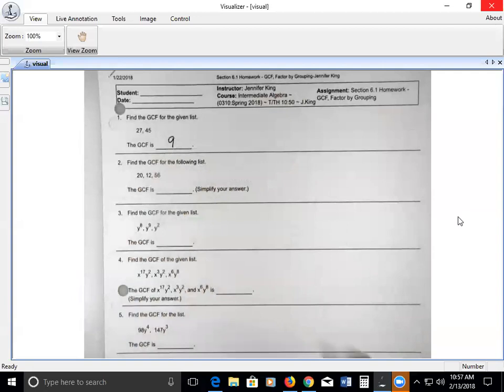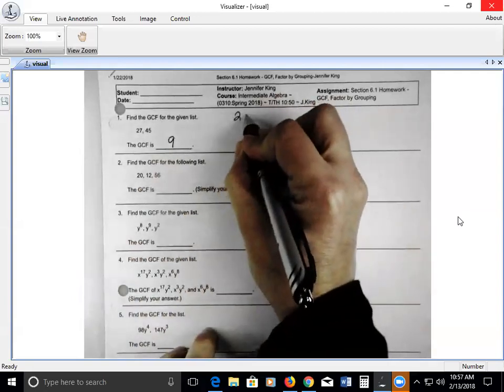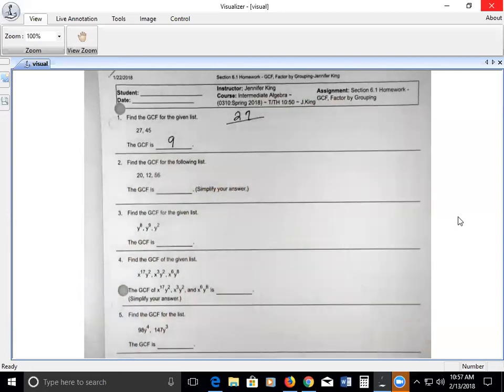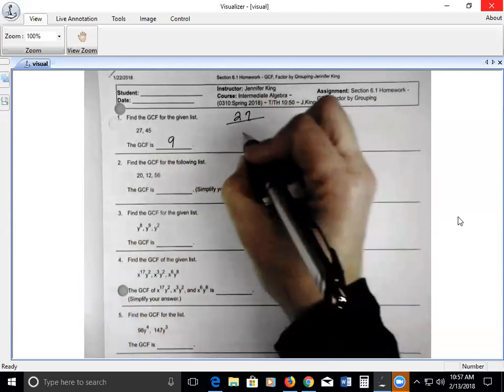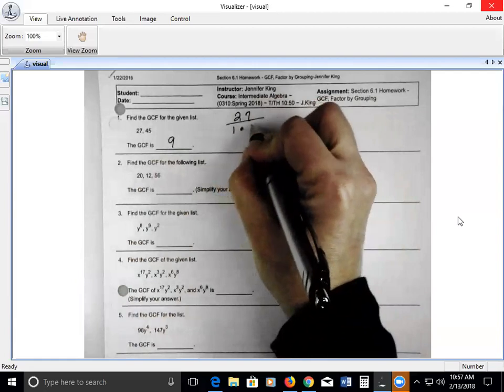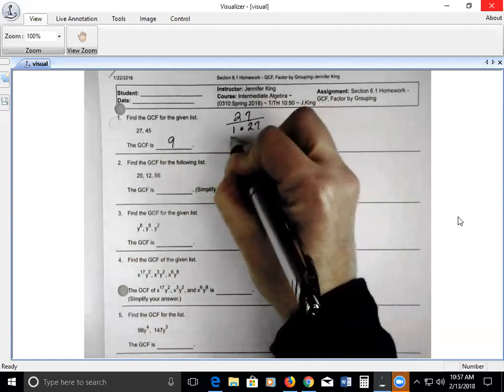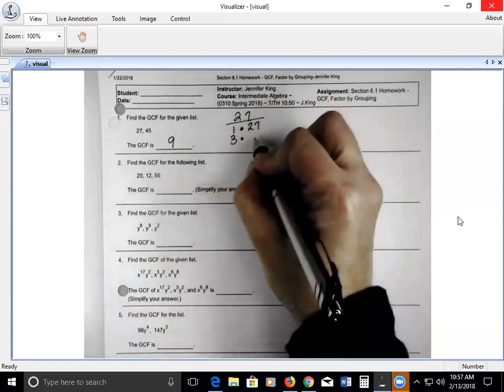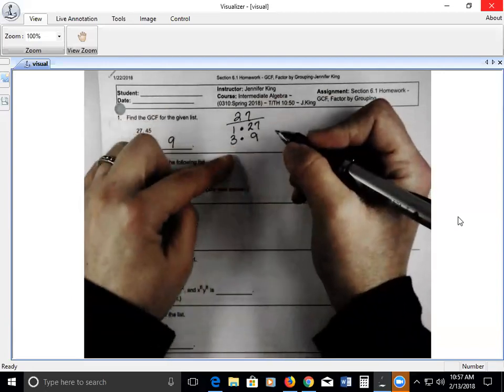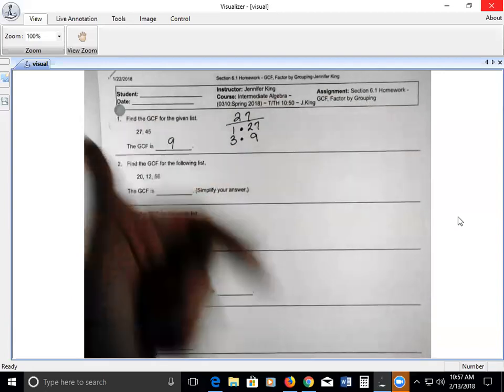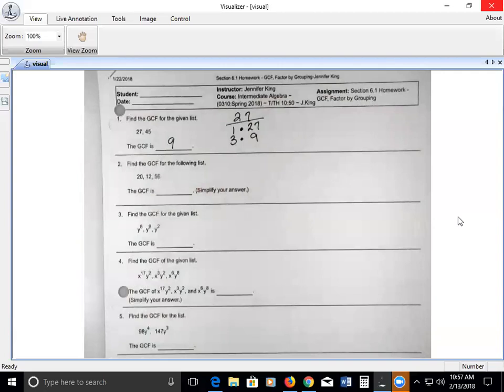The first one is just to list your factors, which is kind of what we just did. We're going to list factors of 27. Always start with 1. And then we're going to move down in order on the left-hand side from least to greatest. You will notice that 2 is not a factor of 27, neither is 4, 5, 6, 7, or 8, so we're not going to list those.